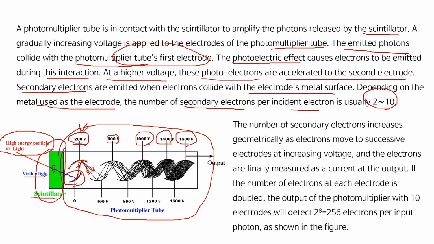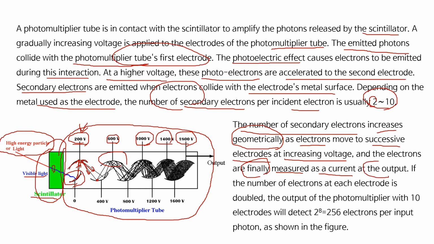In this figure, we used the number of secondary electrons as just 2. So one electron is entering the electrode, and then 2 secondary electrons are emitted, and then those 2 secondary electrons become 4 secondary electrons. In this way, the number of electrons is increasing. So the number of secondary electrons increases geometrically as electrons move to the successive electrodes at increasing voltage, and the electrons are finally measured as a current at the output.